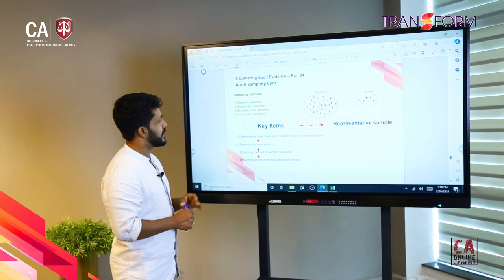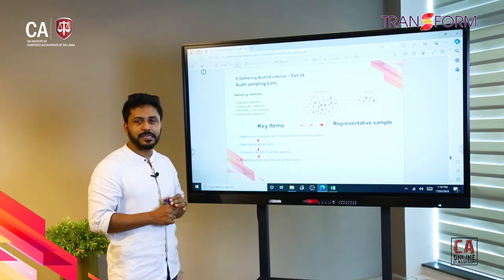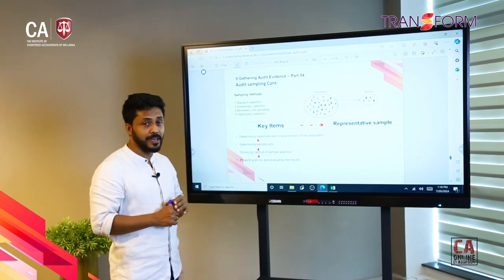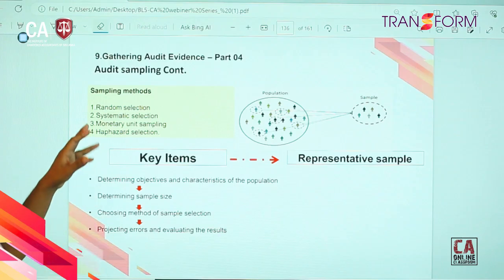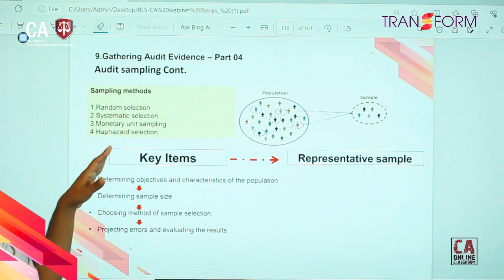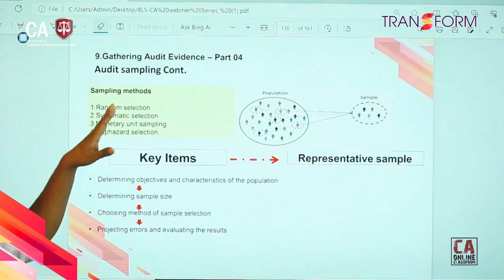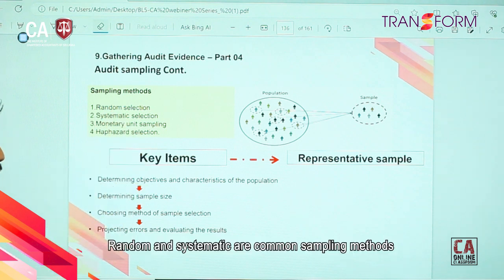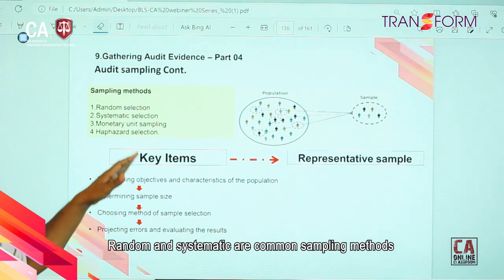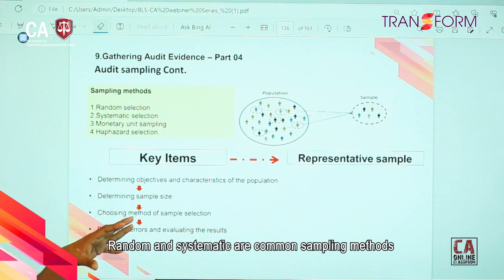Once you are reading the sampling related auditing standard, we have four different methods to select a sample: random selection, systematic selection, monetary unit sampling, and haphazard selection. It's a very basic concept, you can easily understand how you are going to select a sample from a population, right. So you can randomly select without any mechanism, giving the same priority to each and every item.